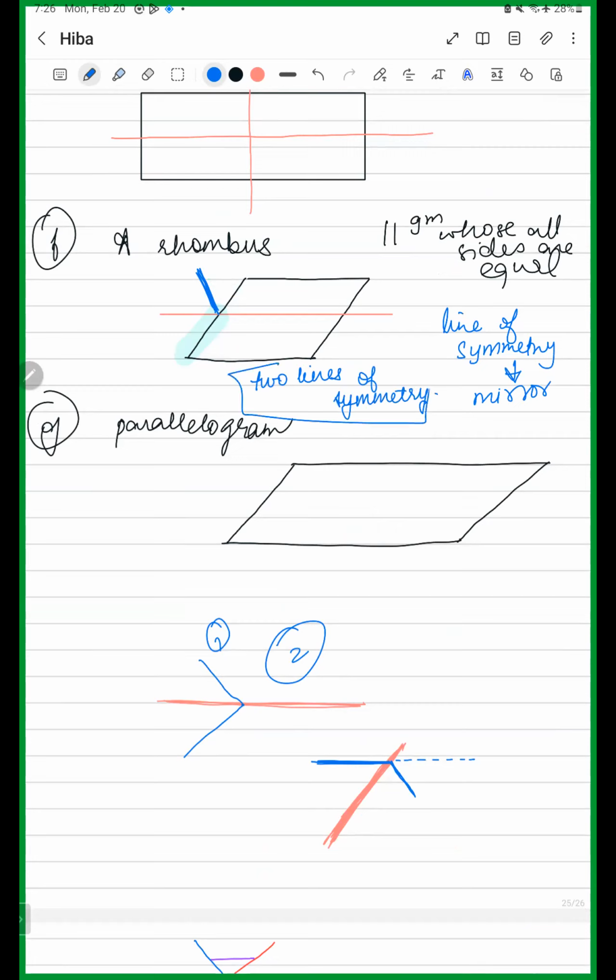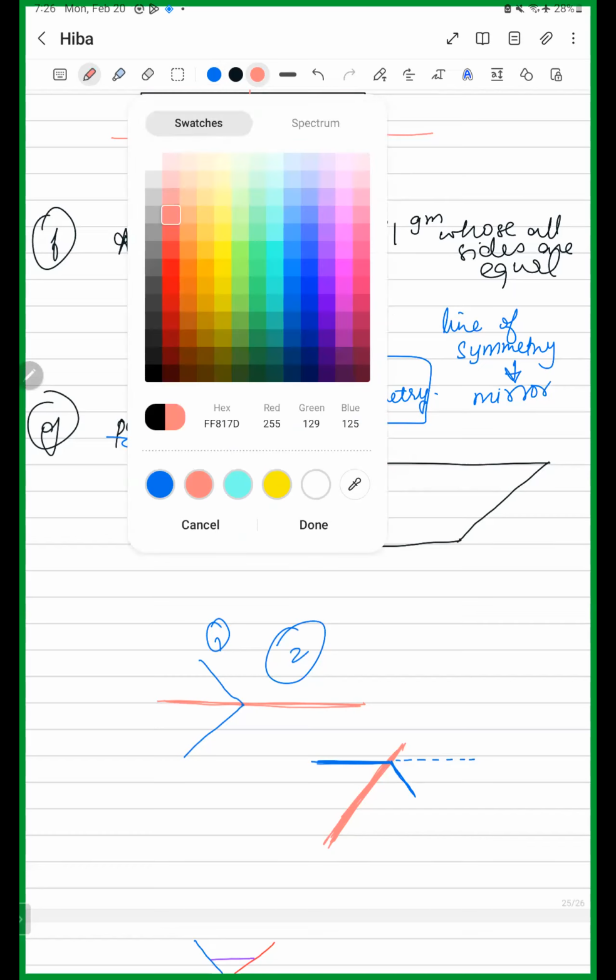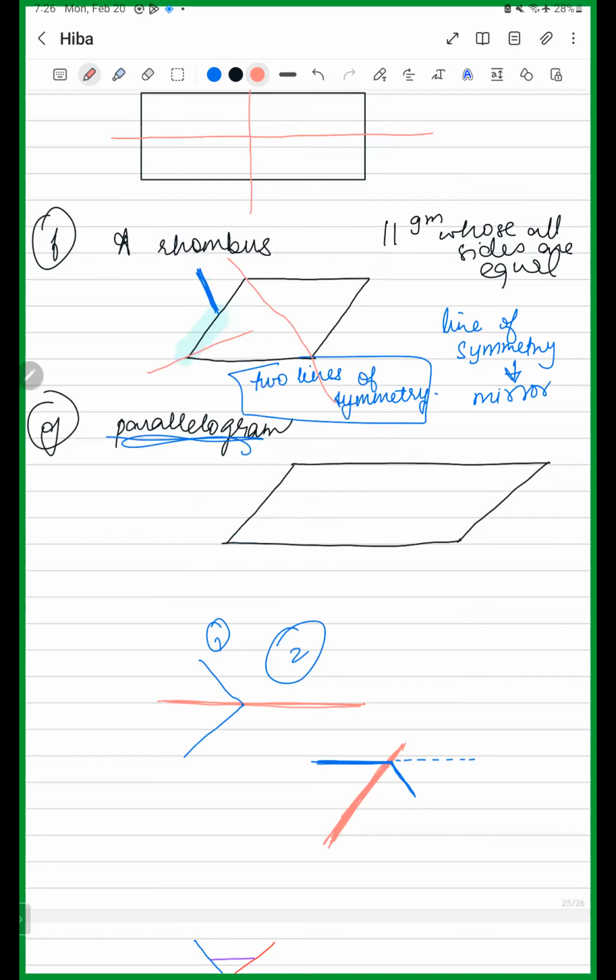Okay, I understood. Now, can you tell me how many lines of symmetry does a parallelogram have? यही सोच के बताइए, rhombus में 2 हैं तो parallelogram में कितने होंगे? अच्छा, wait, rhombus में 2 कौन से हैं? Let's see that. This one is a line of symmetry and this one is a line of symmetry. Yeah, now tell.